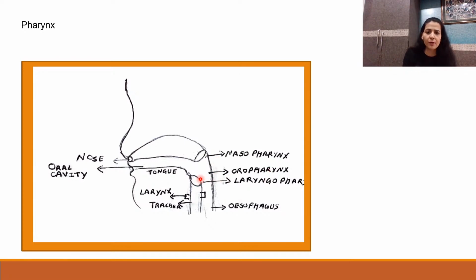And at the bifurcation, the food has to go into the esophagus, and the wind has to enter into the windpipe. That bifurcating part is known as laryngopharynx. Is that okay? All right.